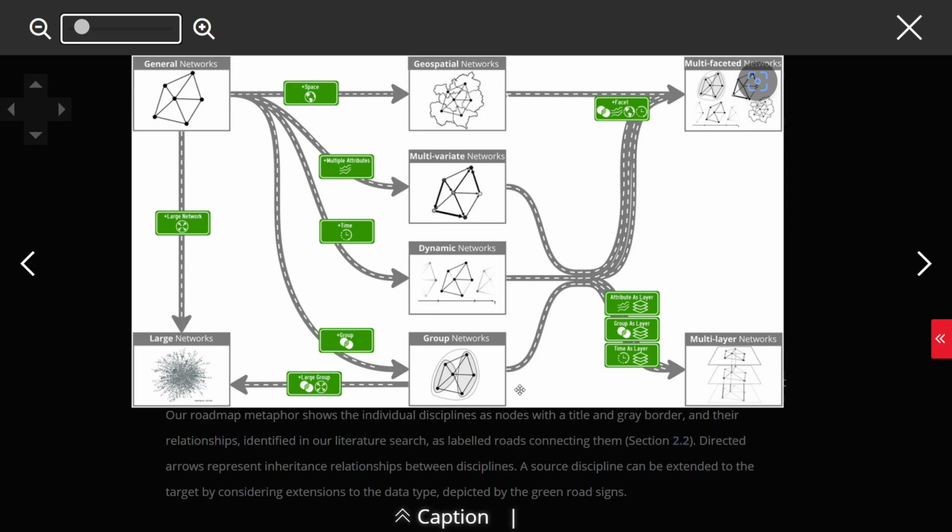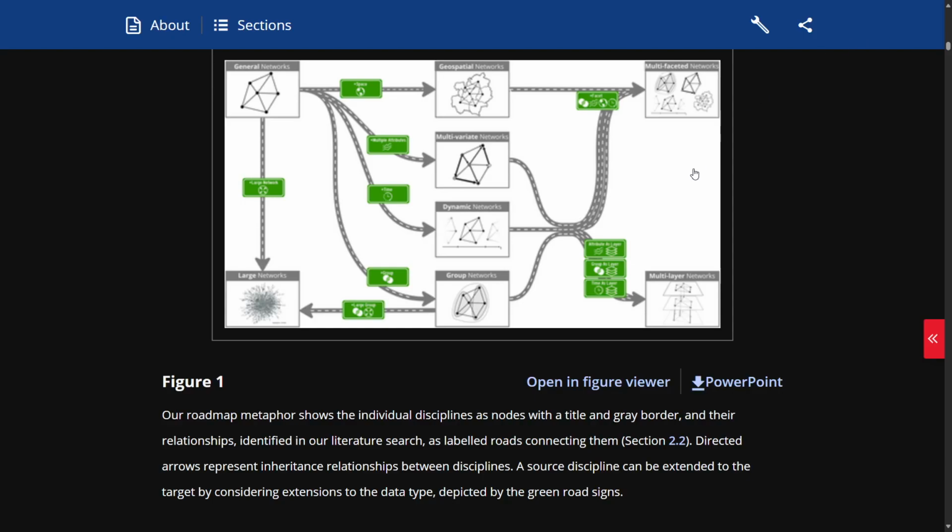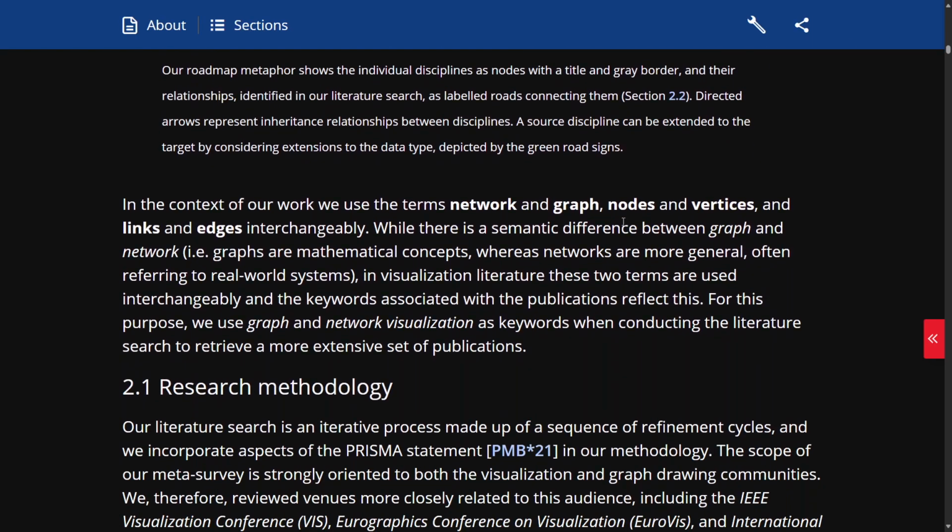2.1 Research Methodology. Our literature search is an iterative process made up of a sequence of refinement cycles, and we incorporate aspects of the PRISMA statement, PMB 21, in our methodology. The scope of our meta-survey is strongly oriented to both the visualization and graph drawing communities.